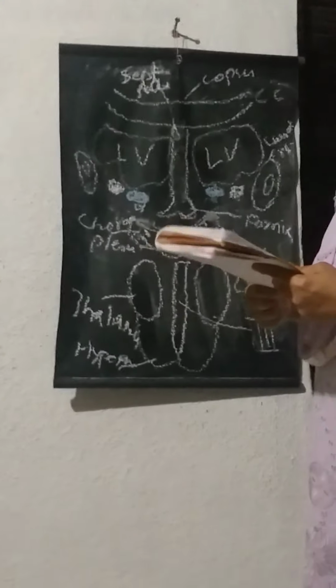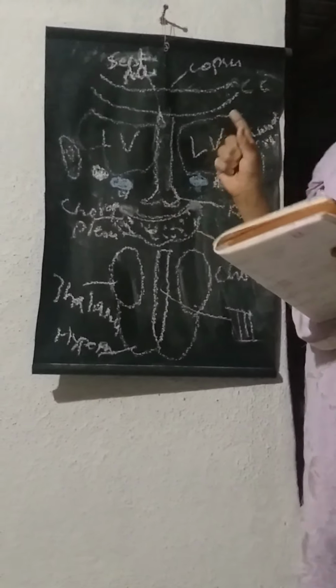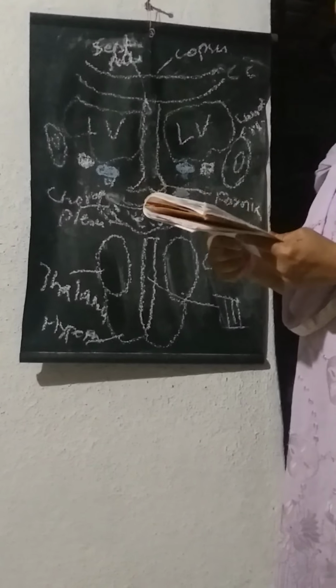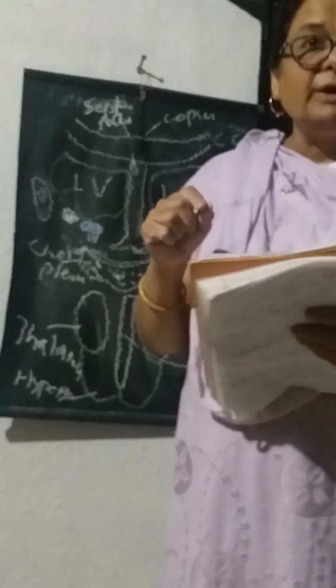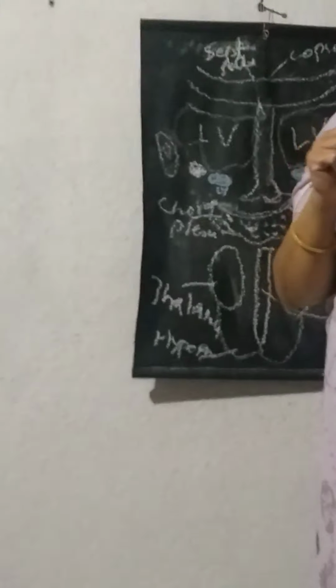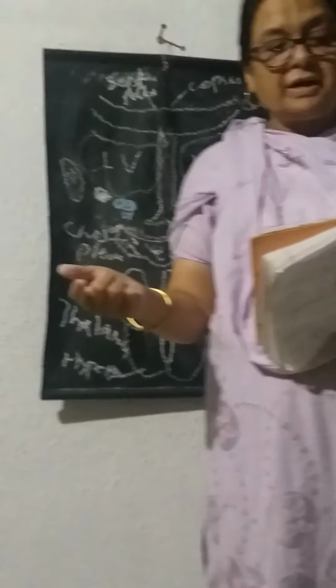Now the anterior horn. It is the part of the lateral ventricle which lies in front of the interventricular foramen. Just now I showed you the diagram. It lies in front of the interventricular foramen up to the frontal lobe. So the extent of the anterior horn is from the interventricular foramen to the frontal lobe.